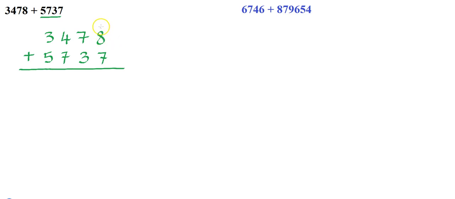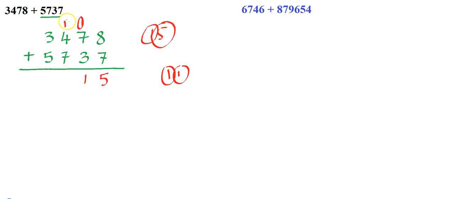So 8 plus 7, that's the first one we're going to have a look at. 8 plus 7 is 15, right? So the units digit goes here, and the tens digit gets carried over to the next place value. So we're here, 7 and 3 is 10, plus the 1 gives us 11. Okay, so this one goes here, and this one gets carried over to the next place.